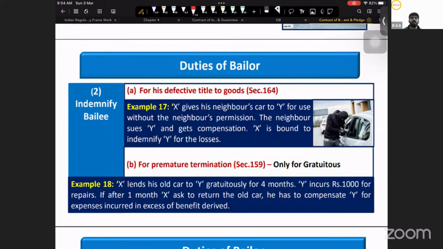So X lends his old car to Y gratuitously for 4 months. Y incurs rupees 1,000 for repairs. If after 1 month X asks to return the old car, he has to compensate Y for the expenses incurred in excess of the benefit derived. Maybe, it being an old car, he might have done some repair works. After getting it repaired, he might not even have properly used it. So now it becomes the duty of the bailor to pay the expenses incurred. Whatever the expenses incurred by the bailee, those expenses must be compensated. This is with respect to indemnifying the bailee.